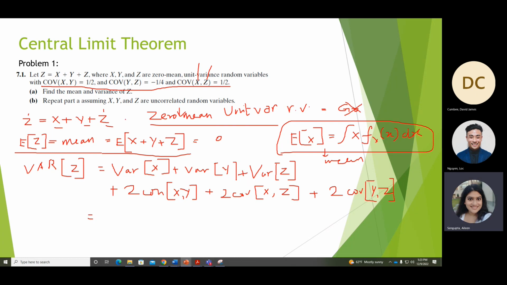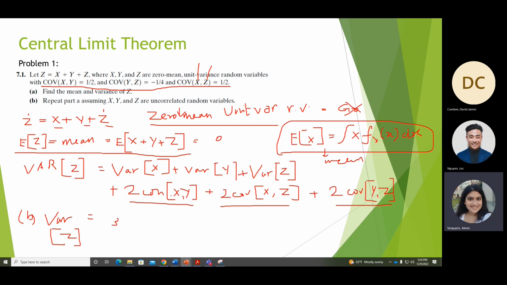Now, repeat the part, assuming that x, y, and z are uncorrelated. Well, if x, y, and z are uncorrelated, then basically your mean does not change. Your mean still remains 0. The variance will be 1 plus 1 plus 1, 3, because uncorrelated means these values are basically 0, right? So that's your part B. The mean stays the same, and the variance of z is basically 3.